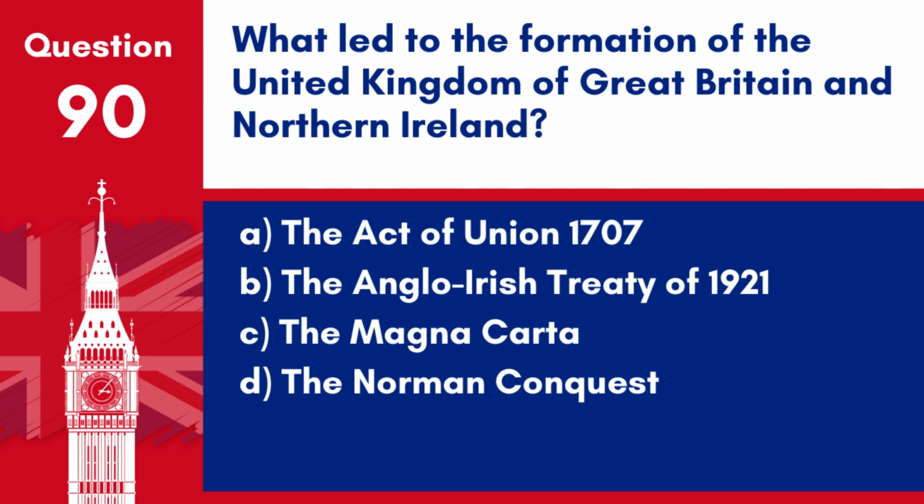Answer: B. The Anglo-Irish Treaty of 1921. The treaty led to the establishment of the Irish Free State and the separation of Northern Ireland, resulting in the formation of the United Kingdom of Great Britain and Northern Ireland.